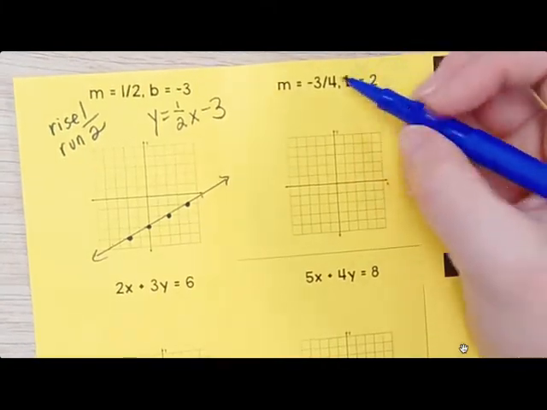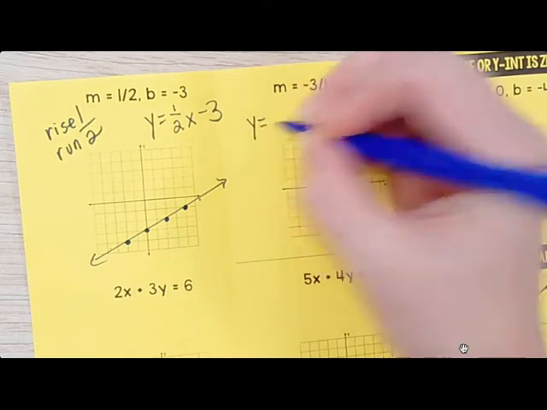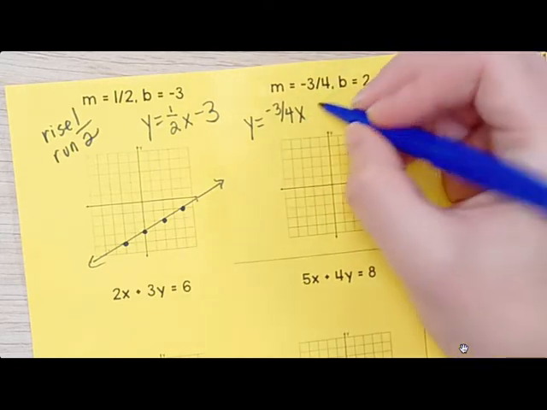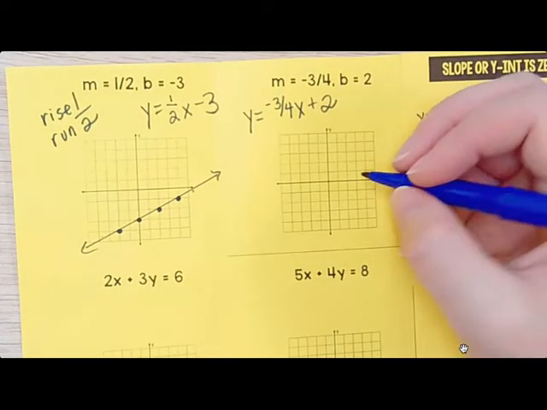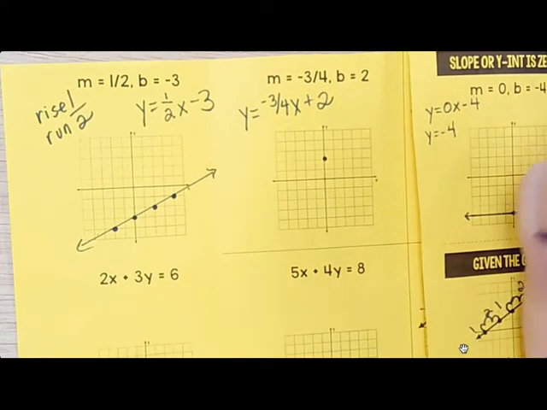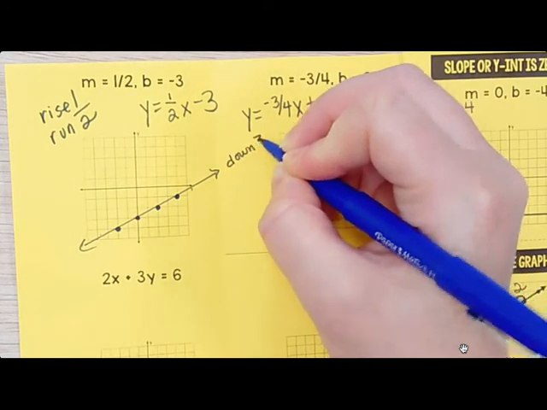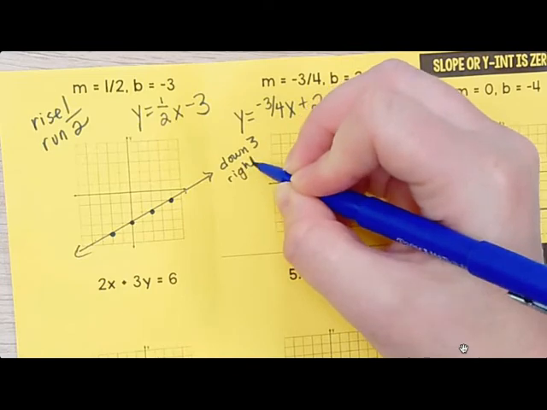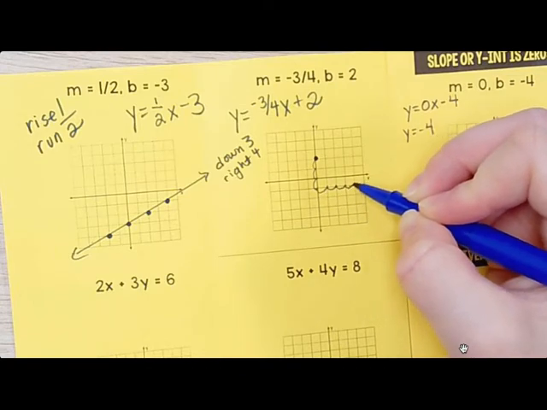All right, the next one. Negative 3 fourths is your slope and b equals 2. So our equation is y equals mx plus b. Negative 3 over 4x plus 2. So our y-intercept is at 2, so go up to 2. And then slope is negative 3 over 4. So that means down 3, because we're rising, but we're going down. So down 3, we always go right when we first do it. So down 3, so 1, 2, 3 over 1, 2, 3, 4.